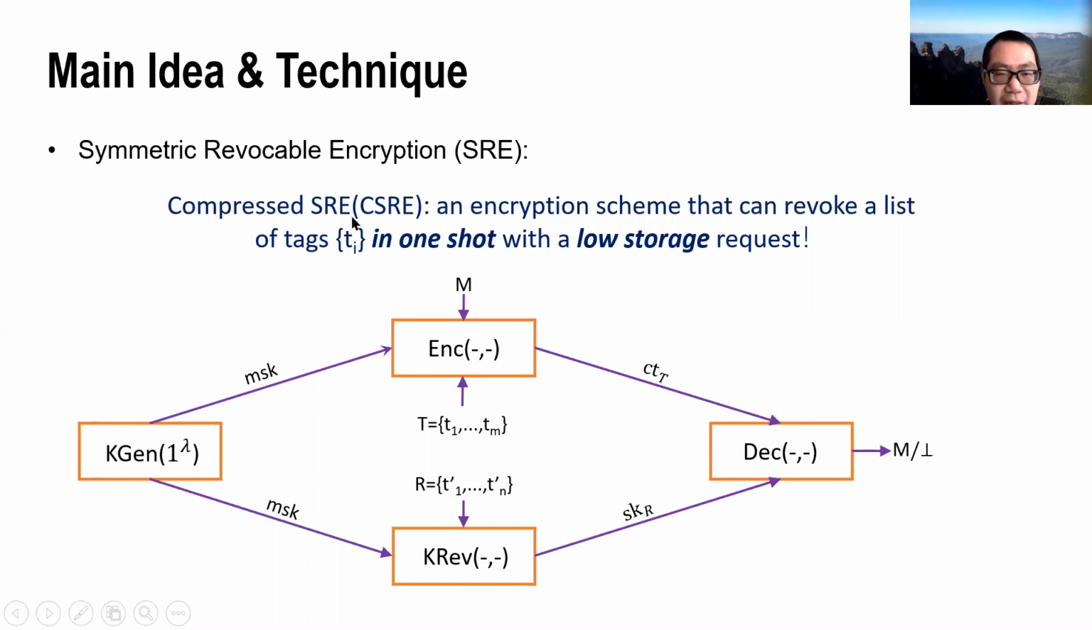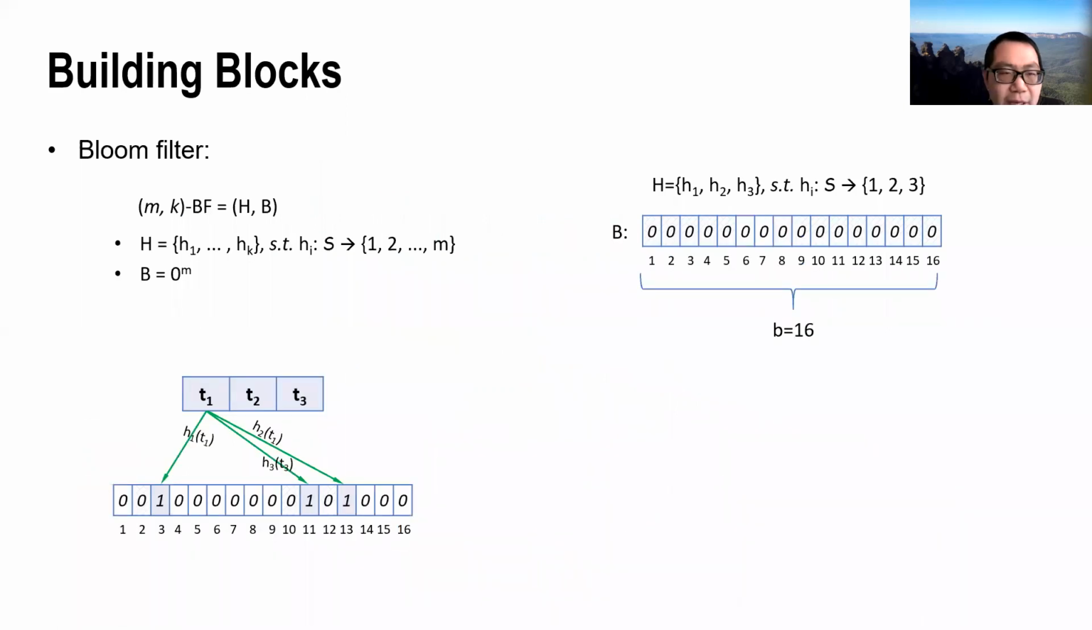For the compressed SRE scheme, we require that the key revocation algorithm, when we use this algorithm to generate a revoked secret key, only requires low storage. Also, we give a concrete construction of compressed SRE based on a Bloom filter and multipuncture PRF. Before presenting our concrete construction, I first briefly recall the notion of a Bloom filter and a multipuncture PRF. For the Bloom filter, briefly, it is a probabilistic data structure which can be used to represent a set of elements with a low storage request.